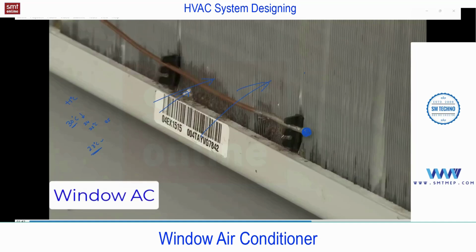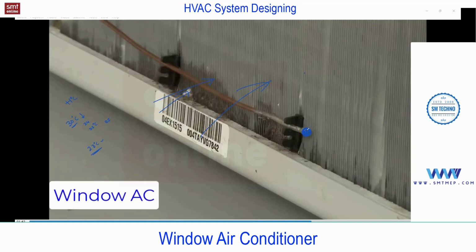So when the temperature increases, again this bulb continuously provides the signal to the thermostat. When the temperature increases, again the compressor will turn on and supply the refrigerant to supply the cool air. And remember, this concept is not only for window, even for split or ductable split, or even for chilled water systems, FCU or AHU, you'll find the same concept.